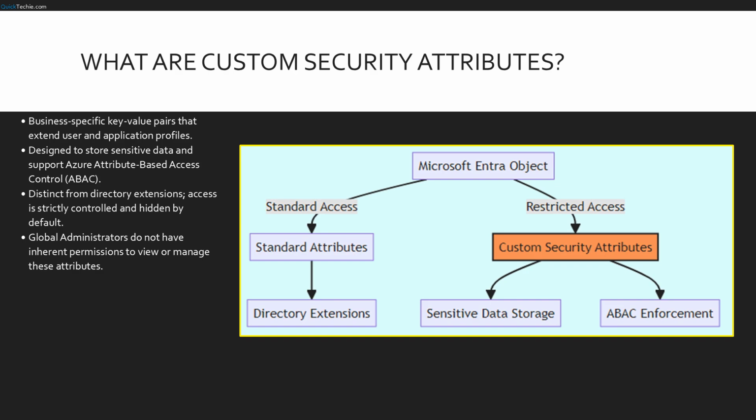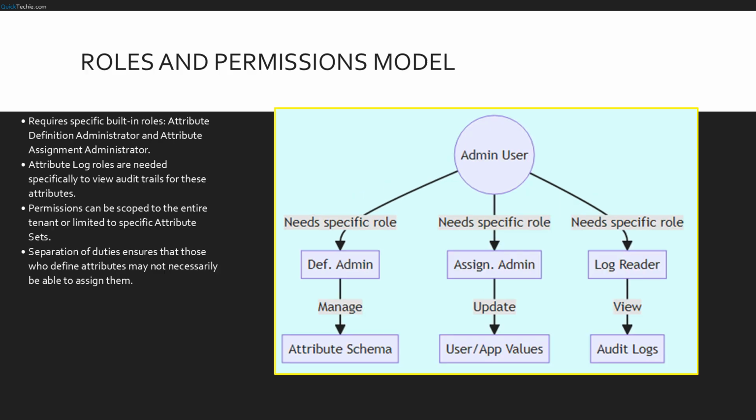This diagram illustrates the separation between standard and custom attributes. On the left, we have standard attributes and directory extensions, which generally have broad read access. On the right, highlighted in orange, are custom security attributes. Access to this path is restricted. These attributes are specifically architected for sensitive data storage and ABAC enforcement, creating a secure enclave within your identity object metadata.